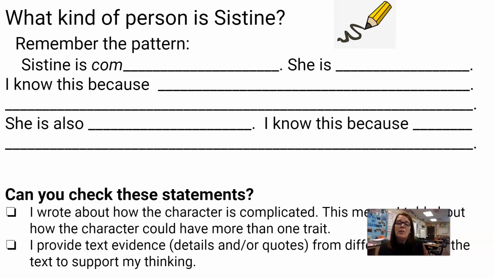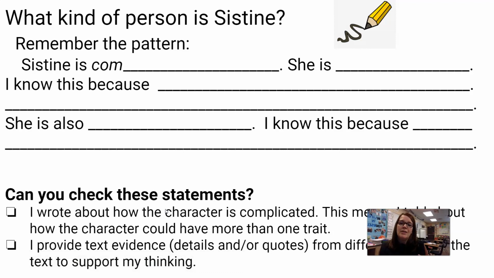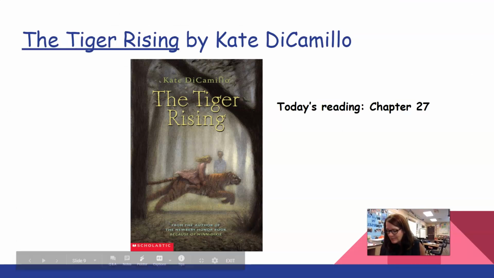And then you should be able to check these statements that we've talked about already. How is your character complicated? Do you have text evidence to support that? Great. Now we get to our story. We get to chapter 27 of Tiger Rising.